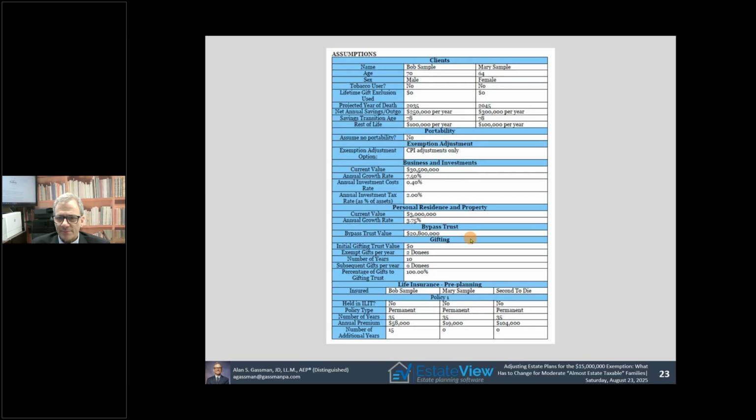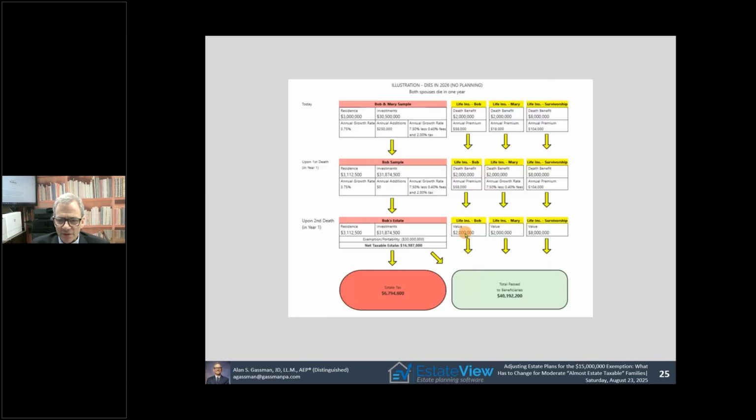On the first death, he can fund a credit shelter trust of $20,800,000. They've got some life insurance. And right now, if they both die, there's a little estate tax. It's not that much. It's $6.7 million. If they use a charitable lead annuity trust, there's no estate tax, and then their children would get about 43 million. No, actually 46 million if they die. The CLAT would get a lot, and then on the second death, the children would get more.